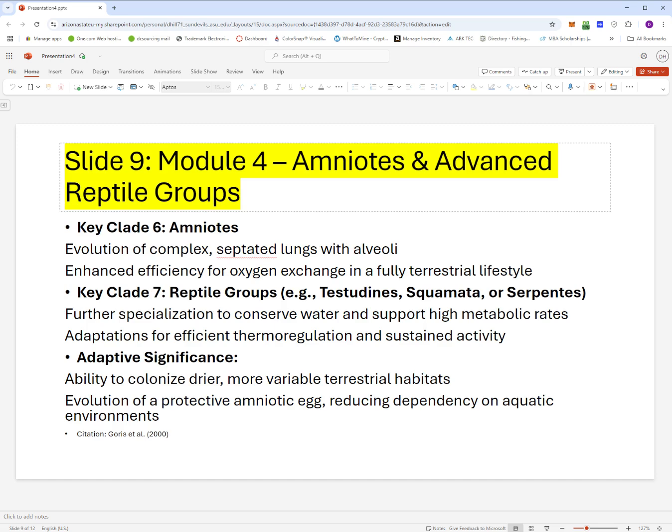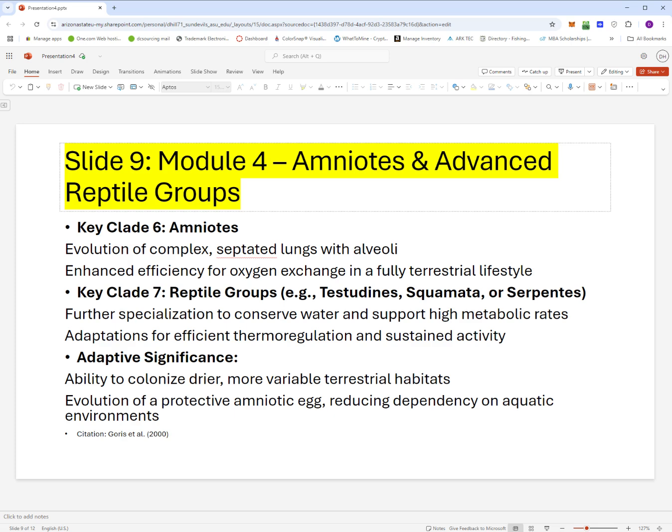As vertebrates became fully terrestrial, amniotes evolved complex lungs that featured internal subdivisions, alveoli. This greatly increases the surface area available for gas exchange. This advancement was essential for supporting higher metabolic rates and more active lifestyles.